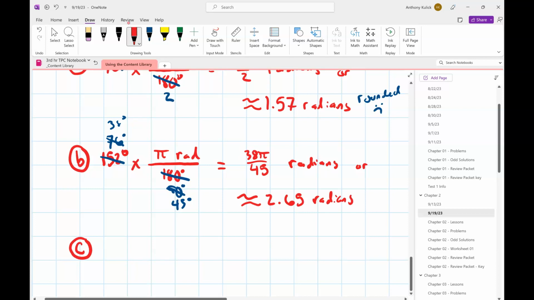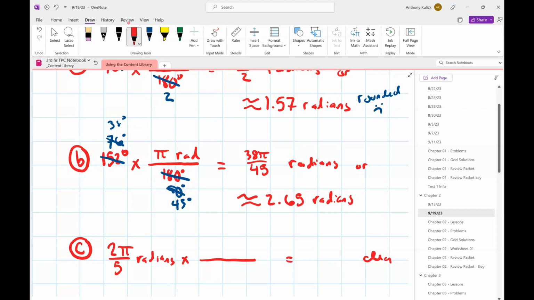Next up, C is asking us to go from 2 pi over 5 radians into degrees. Maybe I'll just write it this way. What do I need to multiply this by to end up in degrees? Excellent. 180 over pi radians.